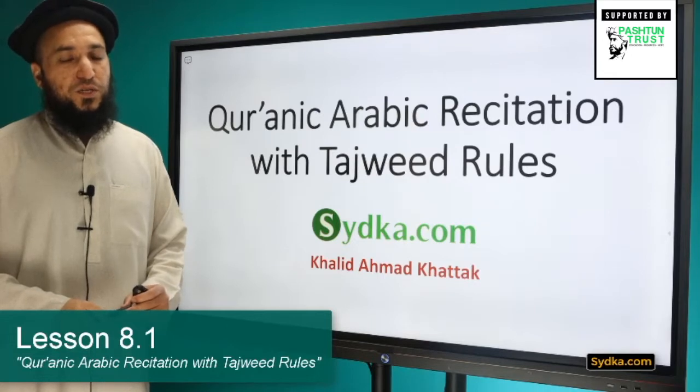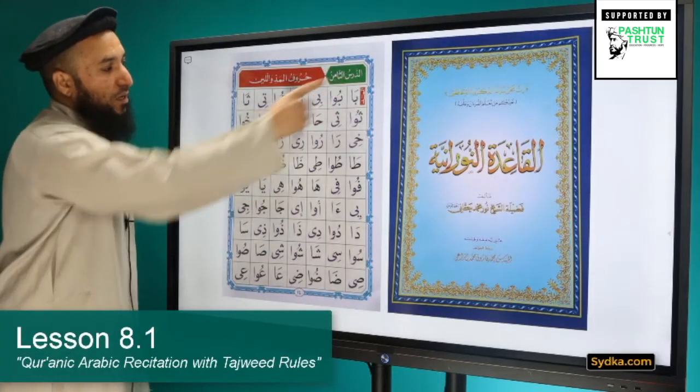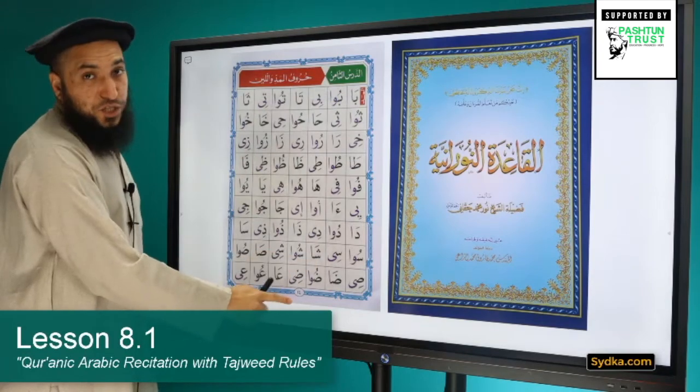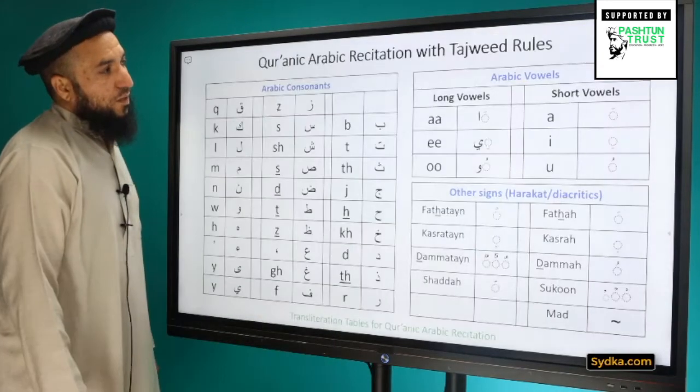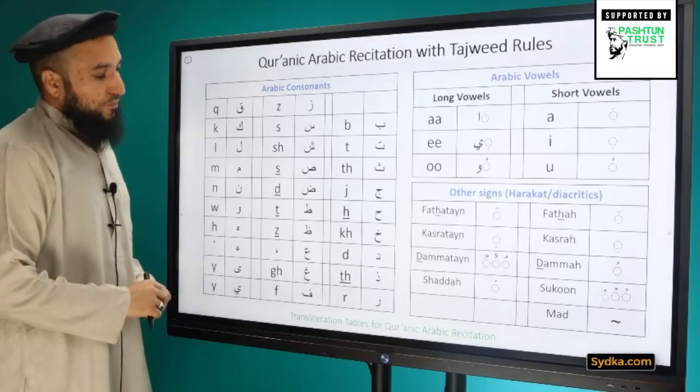Welcome back to another session of Quranic Arabic recitation with Tajweed rules. In this session, we will be studying from here to there as 12 syllables of Al-Qaida Nuraniya on page number 14. This slide is just a reminder for transliteration purposes.